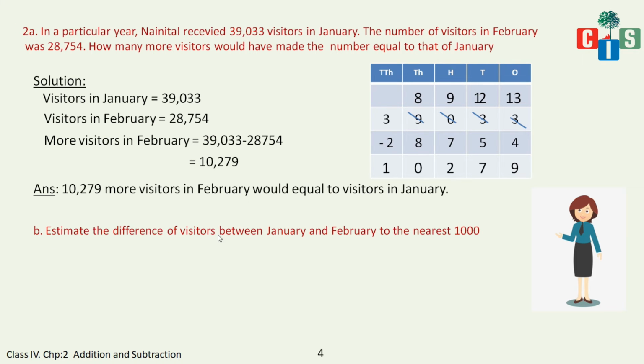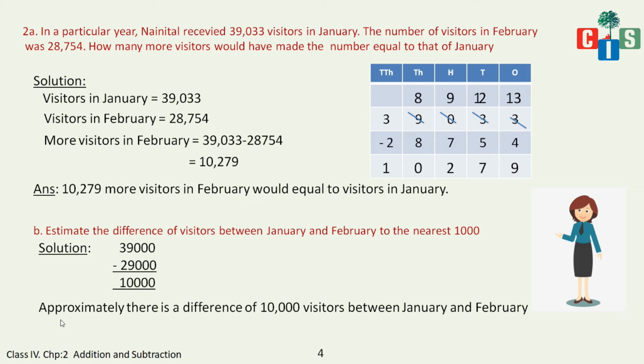Estimate the difference of visitors between January and February to the nearest 1,000. Fine. Now I have to estimate each number and then do the calculation. So my first number is 39,033. When rounded off to the nearest 1,000, it gives me 39,000. And 28,754 rounded to the nearest 1,000 will give me 29,000. Both are rounded up. Okay. So the difference will be 10,000. Fine. And my answer statement will be: approximately there is a difference of 10,000 visitors between January and February.